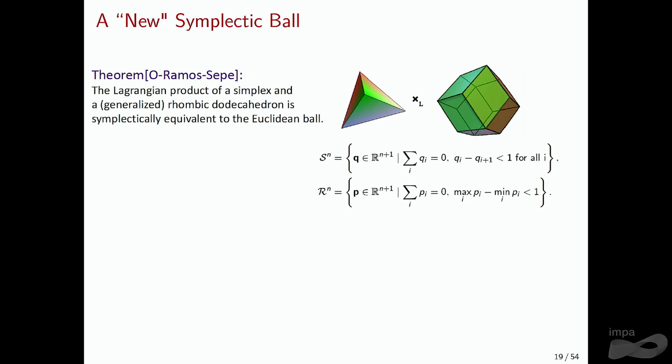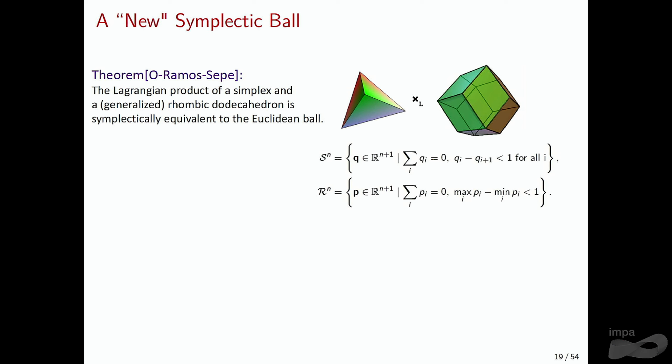So this is the statement. If we take the Lagrangian product, in any dimension, of the simplex and the rhombic dodecahedron, or the generalized n-dimensional rhombic dodecahedron, no matter how you want to call it, then this configuration not only has the same systole as the ball, it is a symplectic ball. So it's a new example of a symplectic ball.